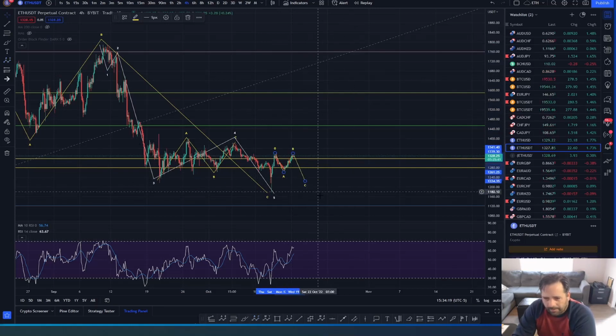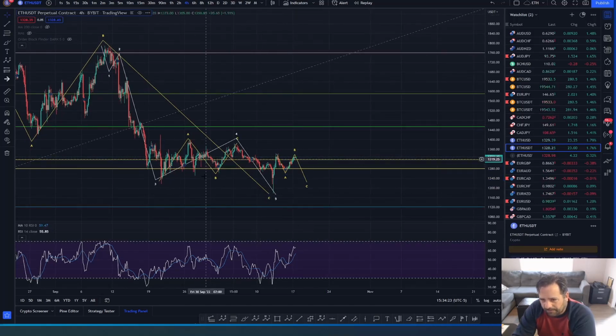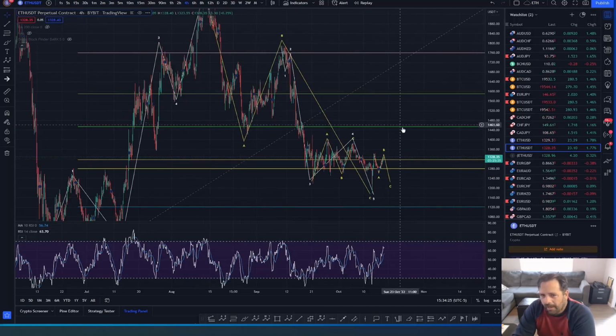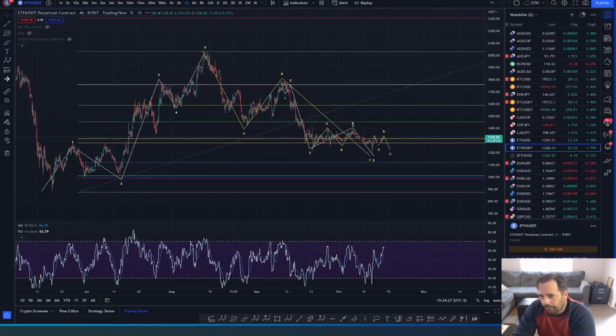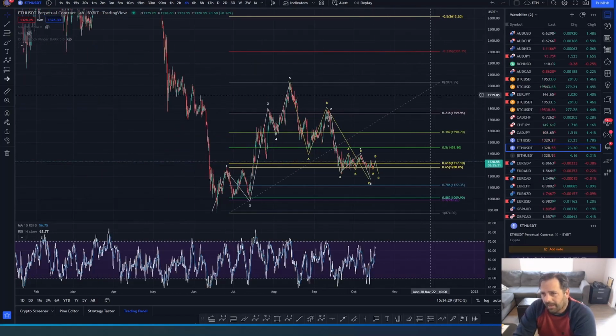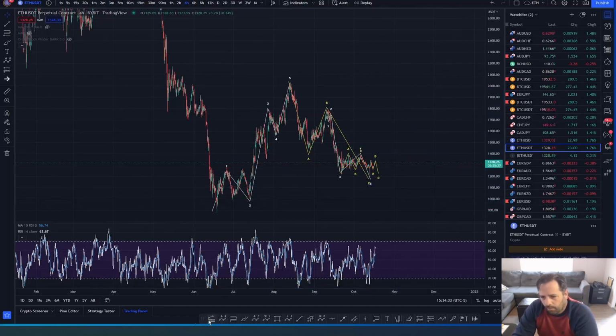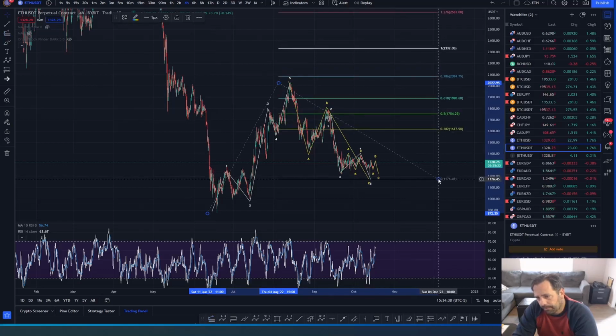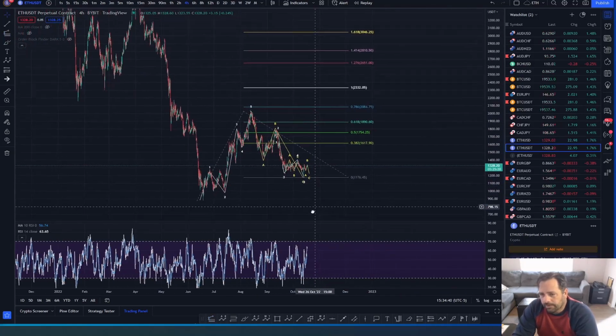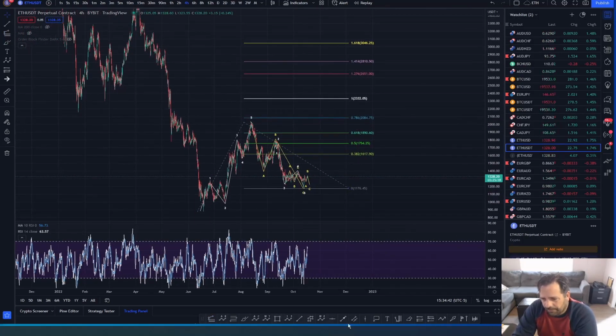Okay, now if this is finished, if this 5-wave move is done, then what we're going to be looking for is a pump that takes us up here. Let me pull the fibs here, and I'll show you where we're going if we're done already. We always look for the 1-to-1 extension as the first target, generally speaking.